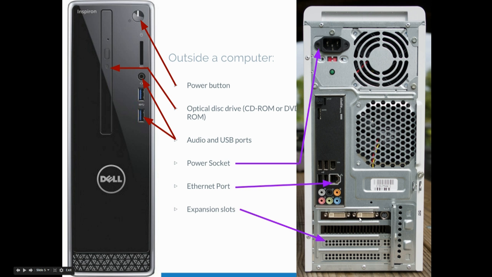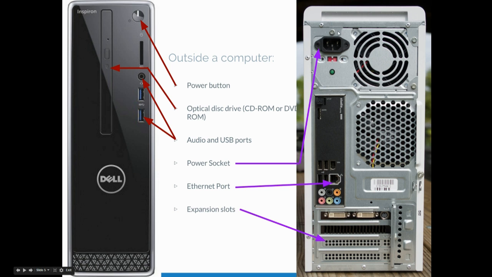So outside of the computer, on the front, normally there is a power button, and then there's the optical disk drive. So as I said earlier, this is a desktop because once it comes out, you're going to put the disk in straight like that. Then there are audio and USB ports. So this USB port can support USB drives, so flash drives and peripherals such as printers or scanners.